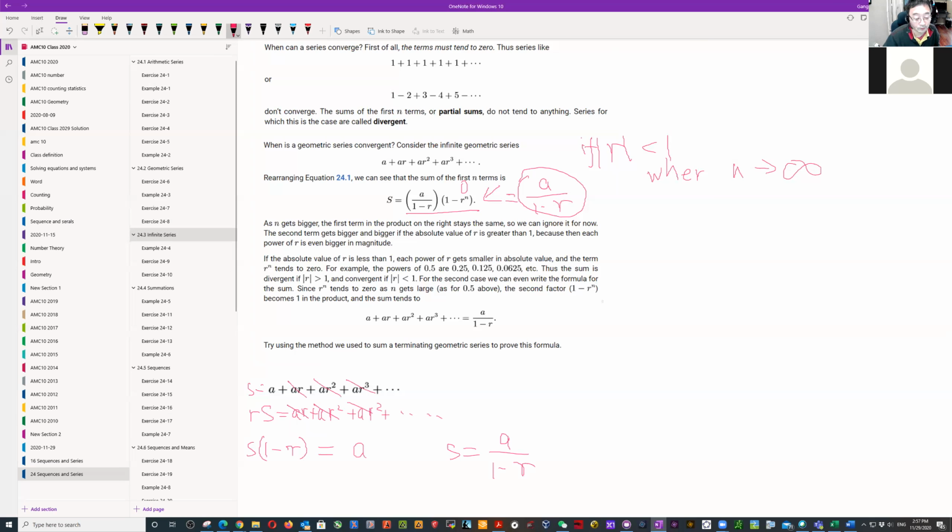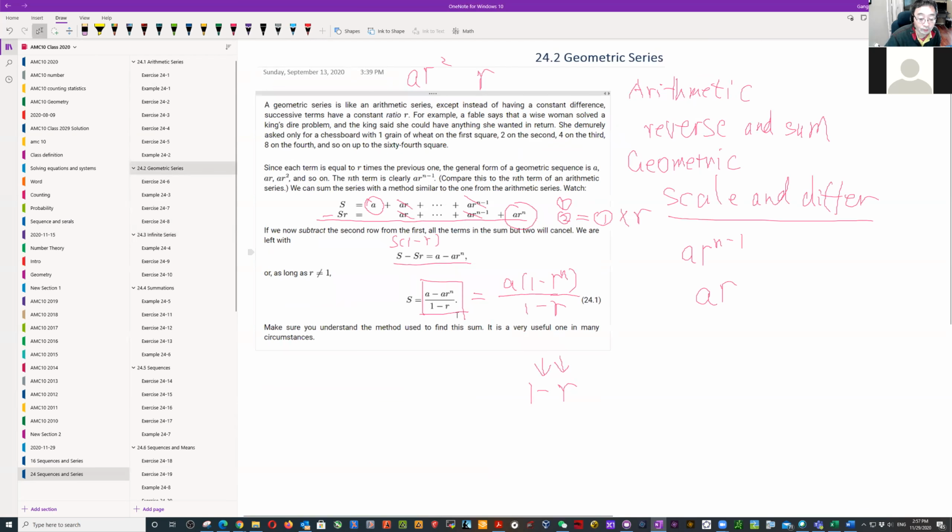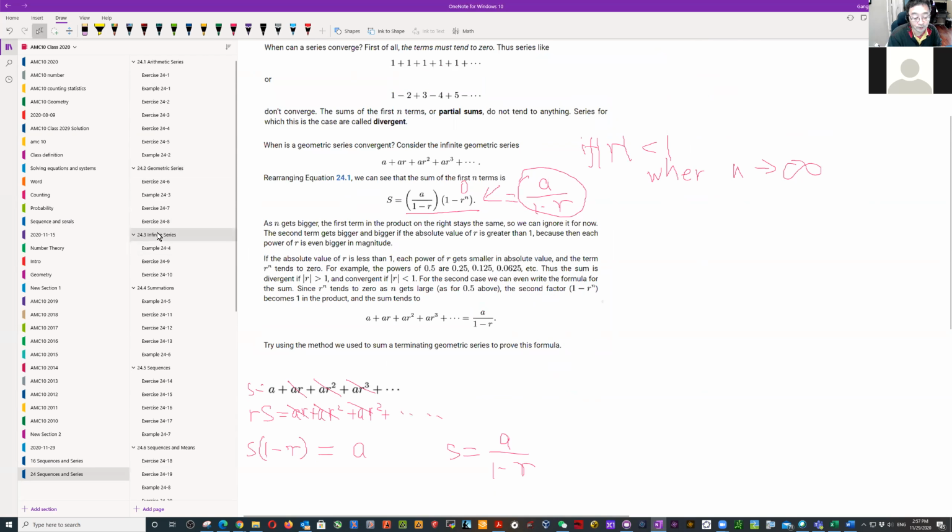So the infinite series is actually simple compared to this. You have to worry about the tail term in the finite case, and in an infinite series, you only need to worry about the head term, and then also the method of scale and difference. So basically, this is very easy to do.